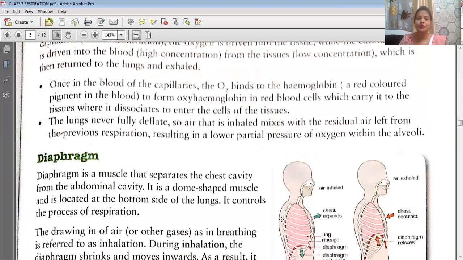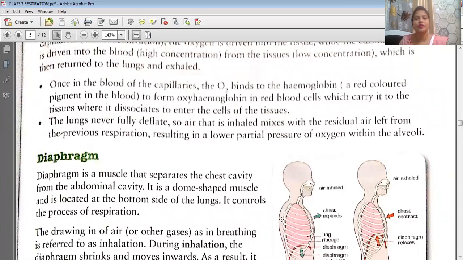Our lungs never fully deflate, which means they never become completely empty. Suppose, for example, I number the breaths: inhaling 1, exhaling 1, then inhaling 2, exhaling 2, then inhaling 3, exhaling 3. Likewise, we are inhaling and exhaling spontaneously, and it keeps going on.